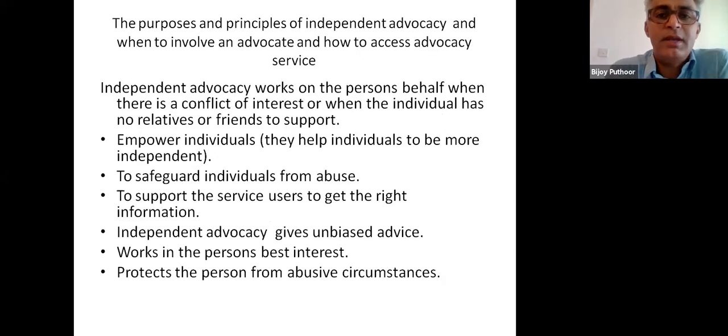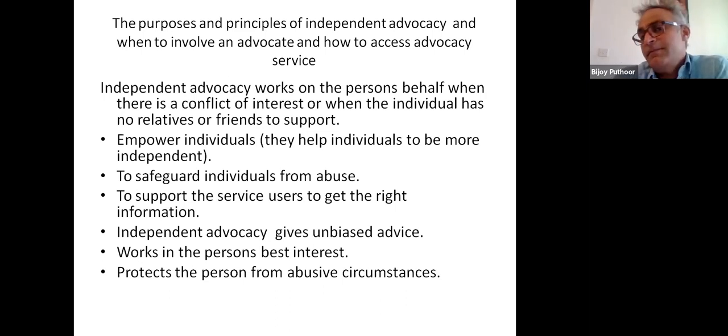The purpose of independent advocacy, when to involve an advocate, and how to access advocacy. Independent advocacy works in the person's best interest when there is a conflict of interest. So if the care home says this person needs more support and we need more hours for him, the family says the same, but social services says this person doesn't need that many hours, and we don't think the hours we are providing are too much more than what is required, then there's a conflict.